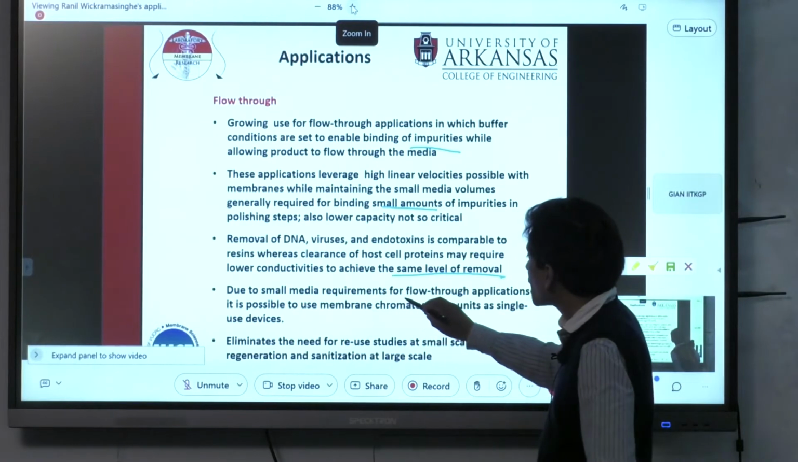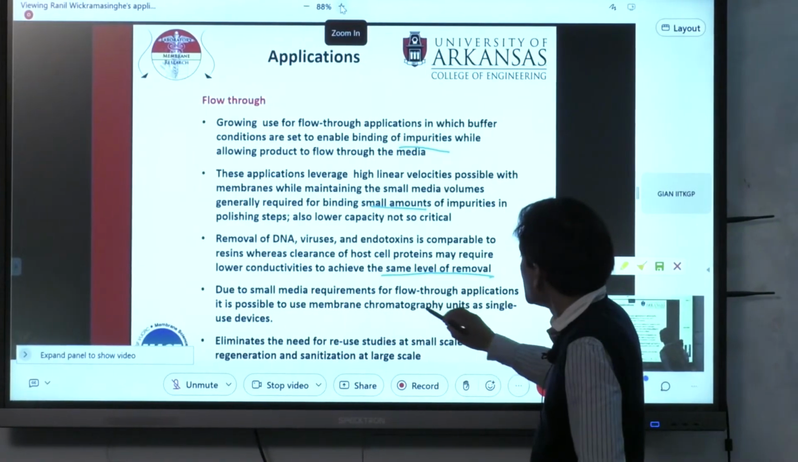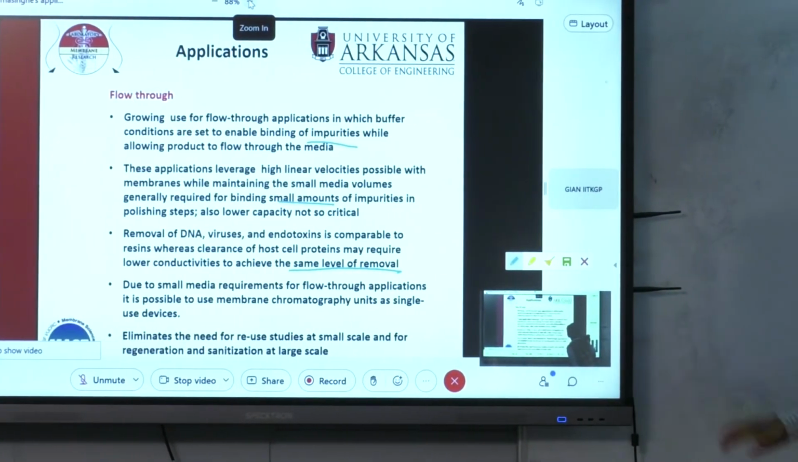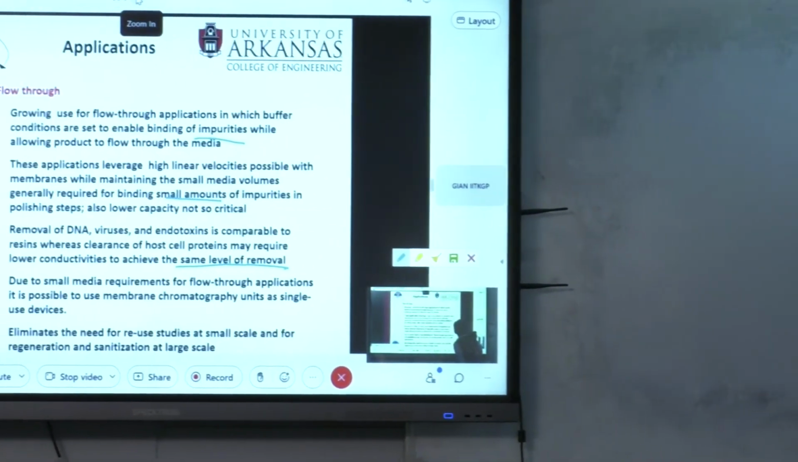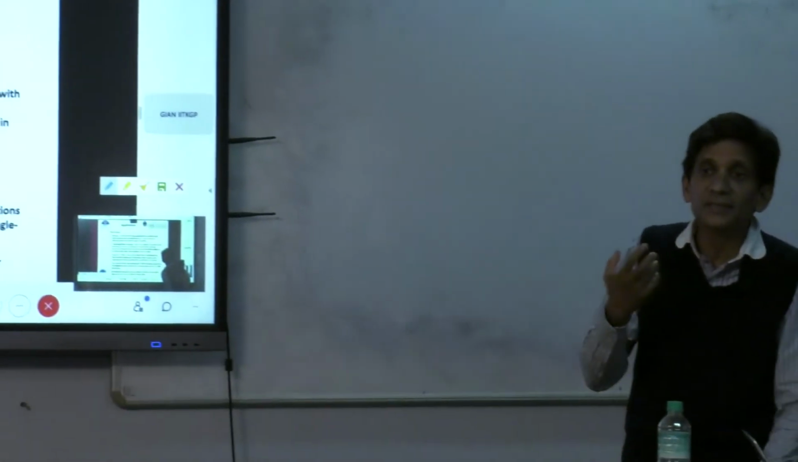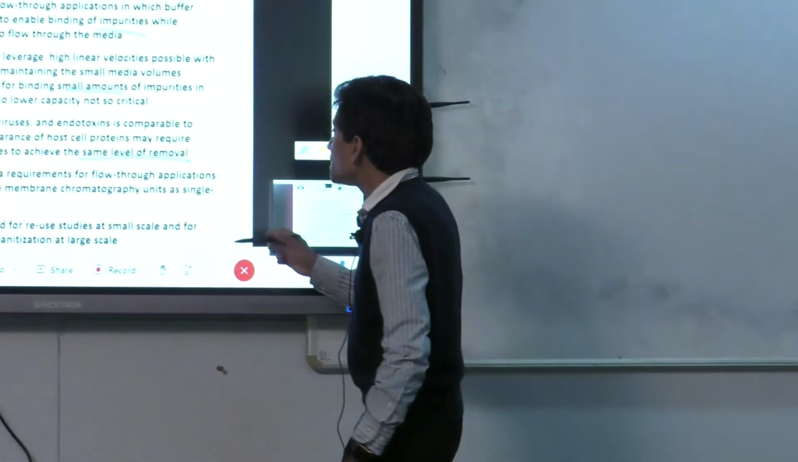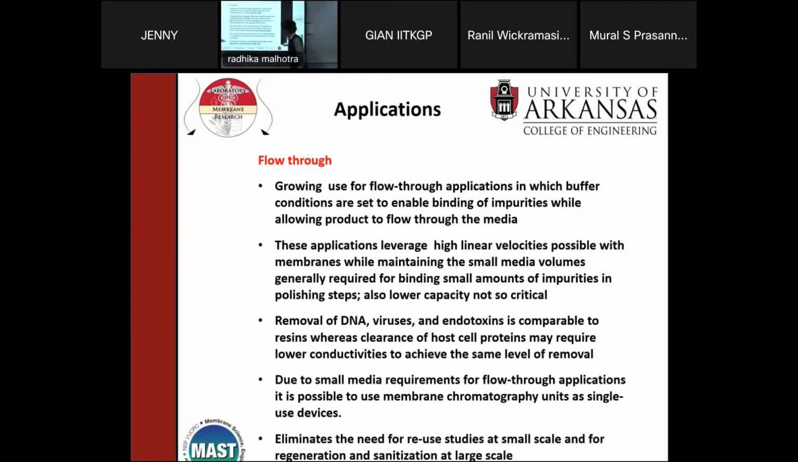Due to small media requirements for flow-through applications, it's possible to use membrane chromatography as single-use devices. So that's the other point. When you're using resins, you typically have to regenerate them. And as I said, that's rather complex, especially when you're removing contaminants. You've got to validate that they've been taken out. In the case of membrane chromatography absorbers, they are one-time use. You use them, so they're designed like this, okay? And so this is a major advantage. So we eliminate the need for reuse studies at small scale and for regeneration and sanitization at large scale.